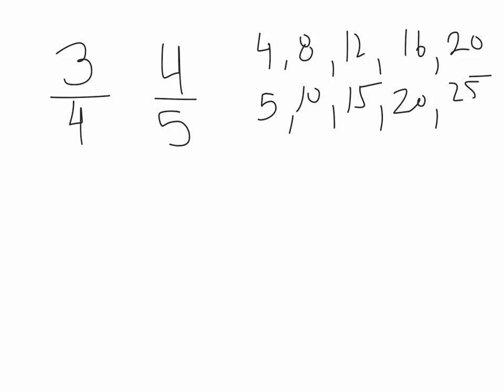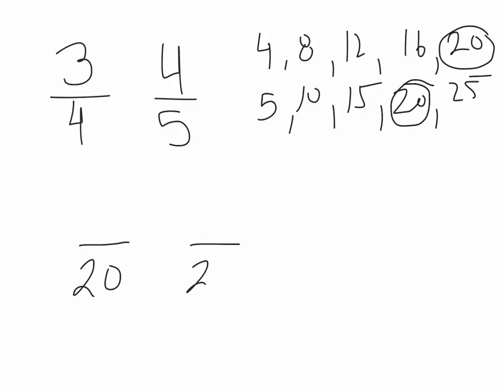Is there a like denominator there? Yep, we can see here it's 20. And there's nothing else that is lower and that is common. So now I know that they have a common multiple of 20. So now my denominator turns to 20.